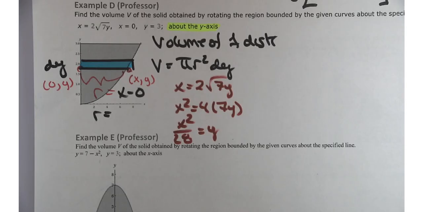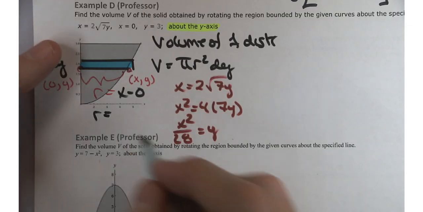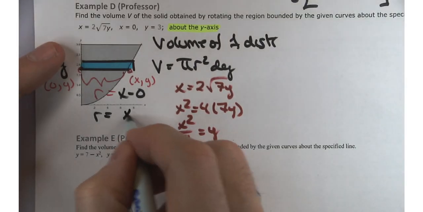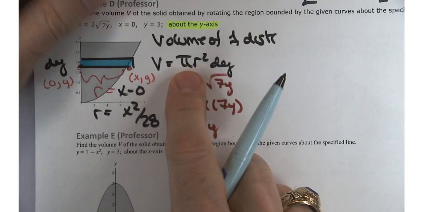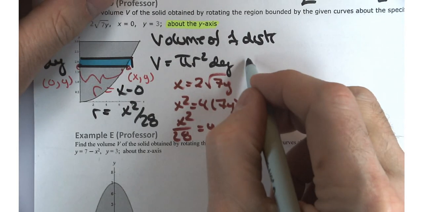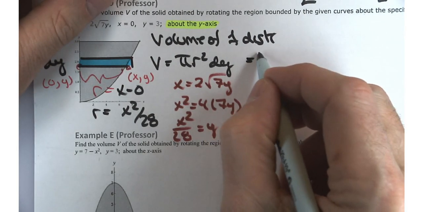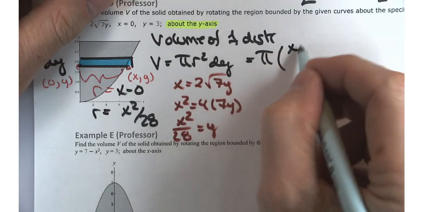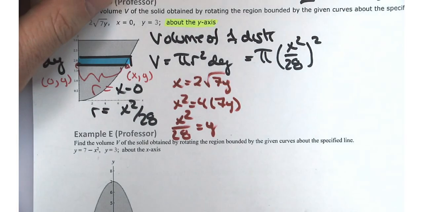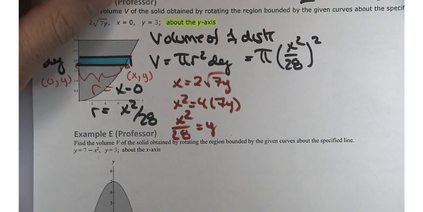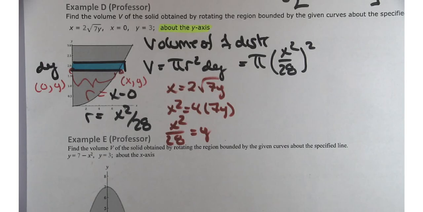Cool, thank you. All right, so that's going to be our radius then, x squared over 28. And let's see, we need to put that in to try and find the volume of one disk. So that's going to be pi times x squared over 28 squared. Don't we want y? Yeah, we wanted y. Yeah, I screwed up, didn't I?